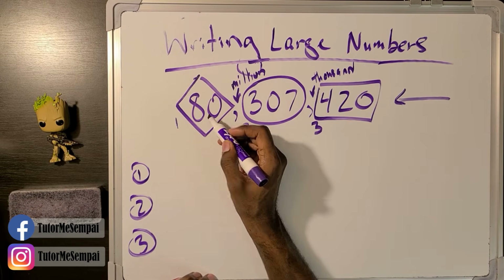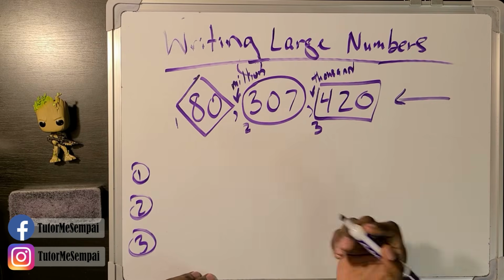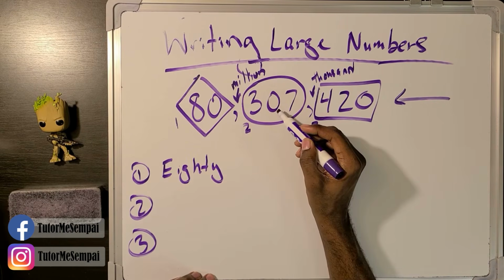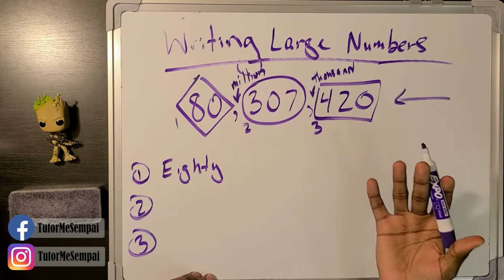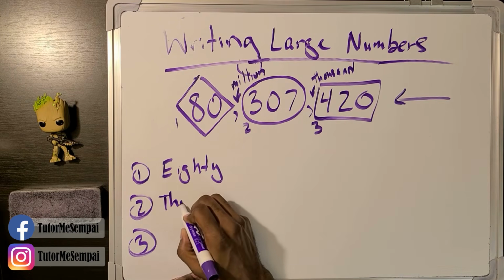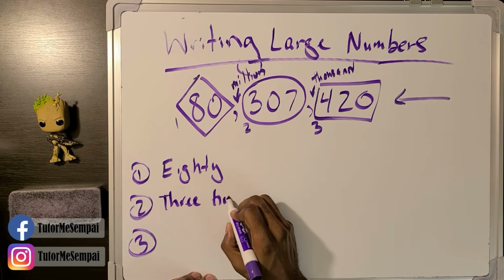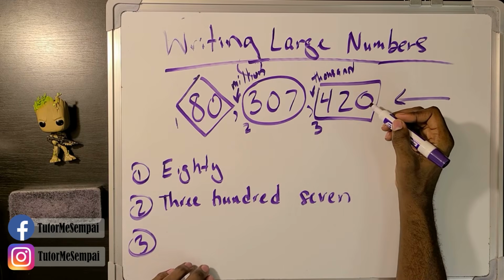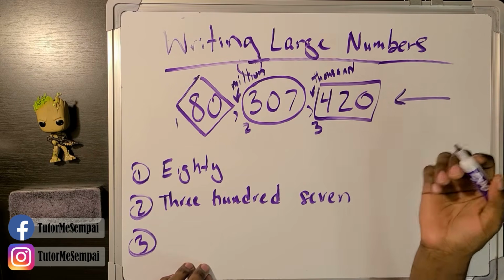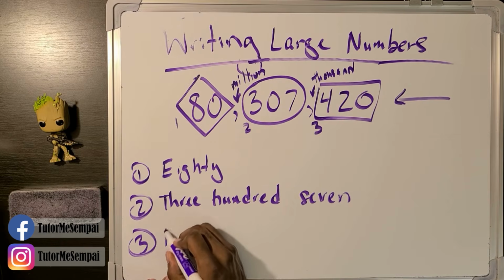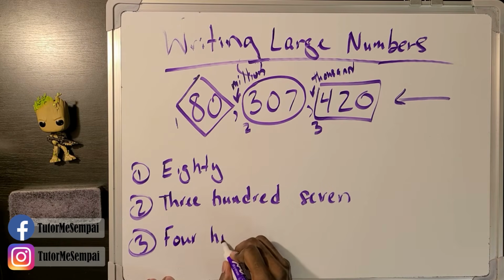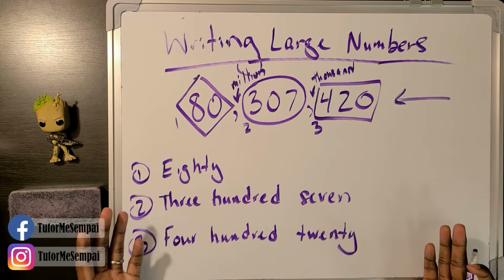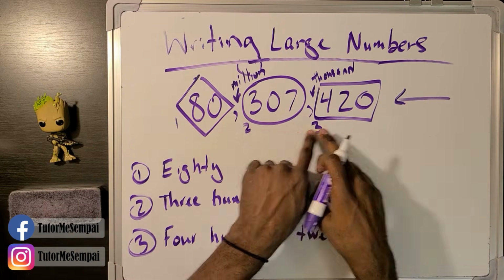Well, this is 80. How do you write 80 in words? Well, it's going to be 80. This is going to be 307. How do you write 307 in words? 307. This is 420. How do you write 420 in words? Well, that's 420.